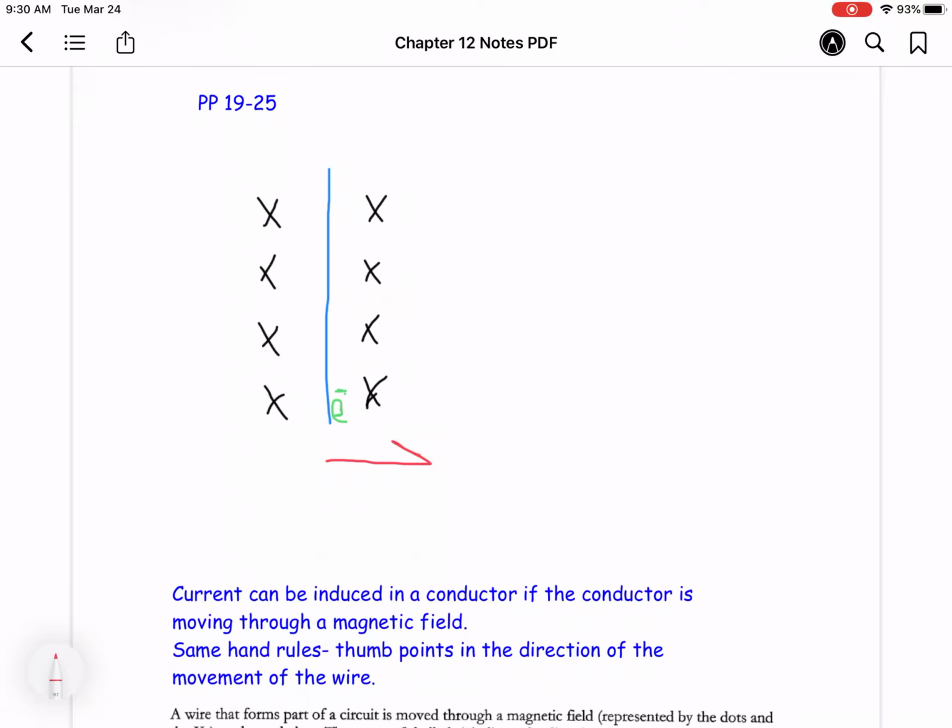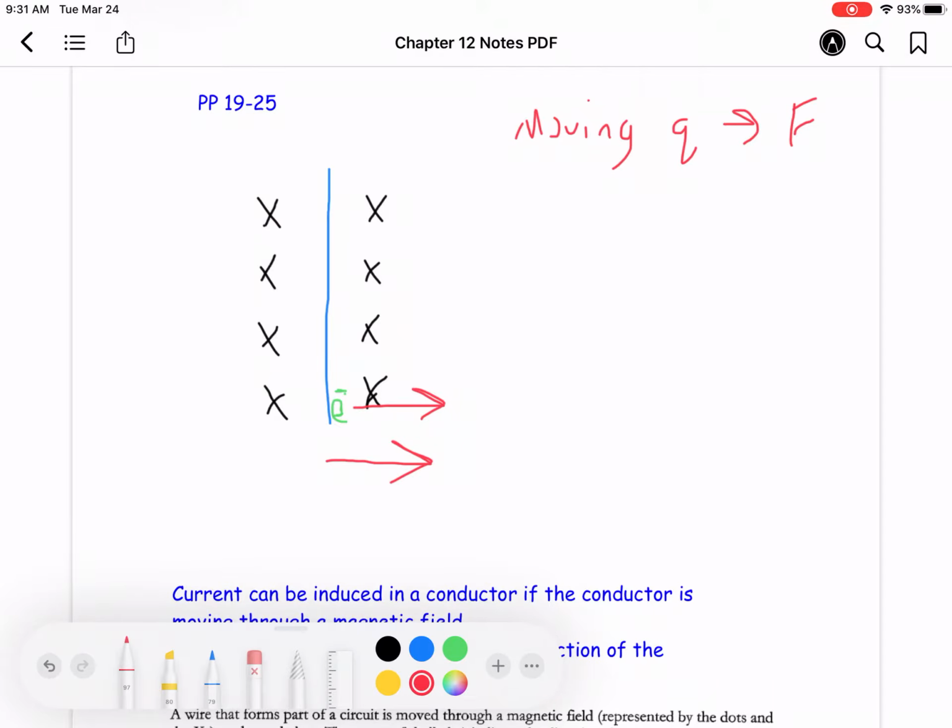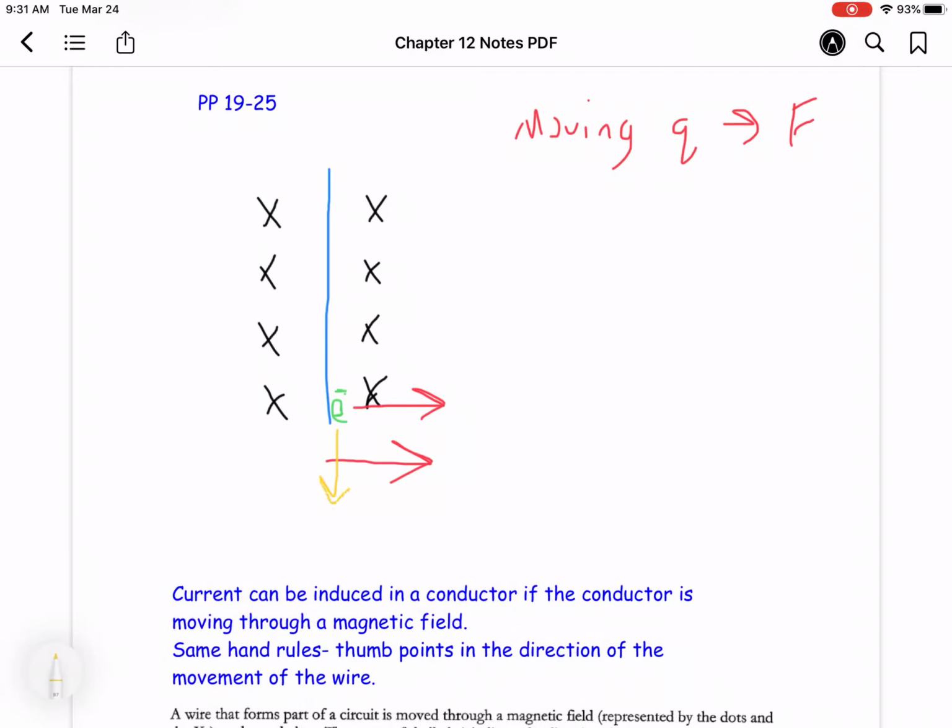So what happens when I decide I want to move this wire to the right? This electron is now moving to the right. And what we know is that a moving charge in a magnetic field experiences a force. So even though this electron's in a wire, it is still moving to the right, and there's going to be a force on this electron. If I have my thumb in the direction of the electron and the fingertips going down, my force on this electron is going to be this way.